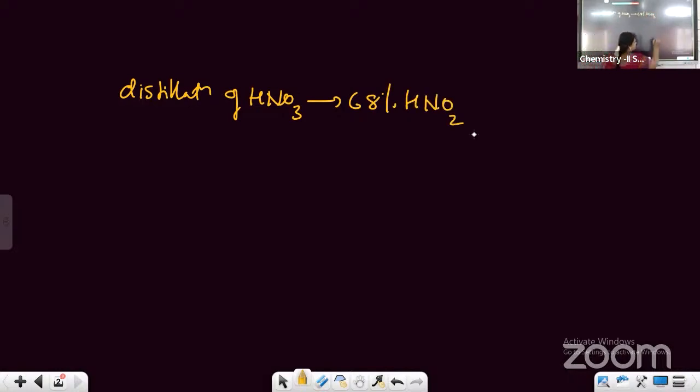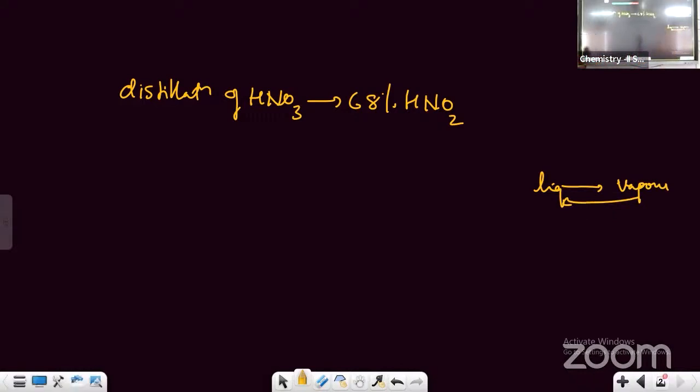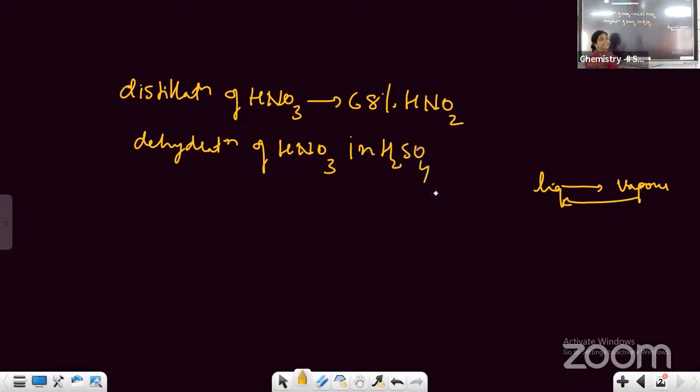So what is the meaning of distillation? Liquid we change into the vapor state, and again the vapor state is converted to liquid state. This is called distillation. So in this method, we get only 68% nitric acid. But we want 100% nitric acid. So what will we do? We will dry this. So dehydration of HNO3 by passing over H2SO4, means by adding H2SO4 you are dehydrating.